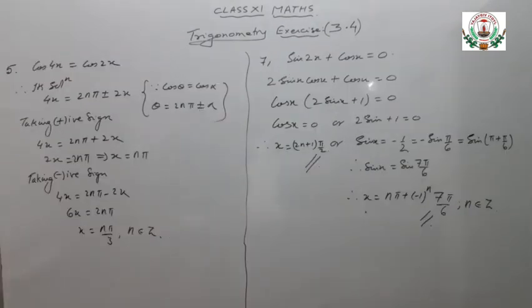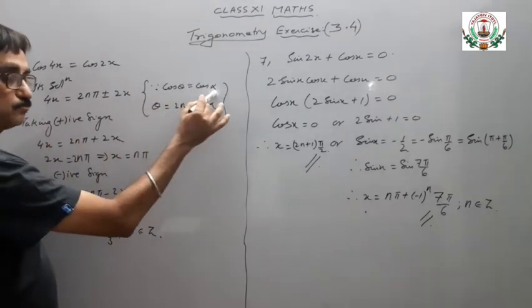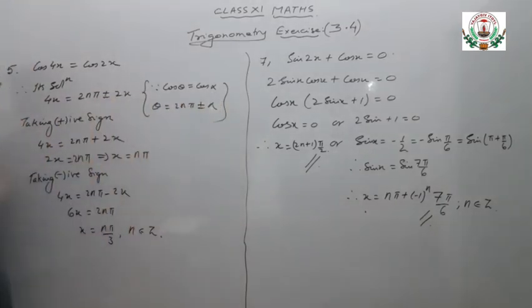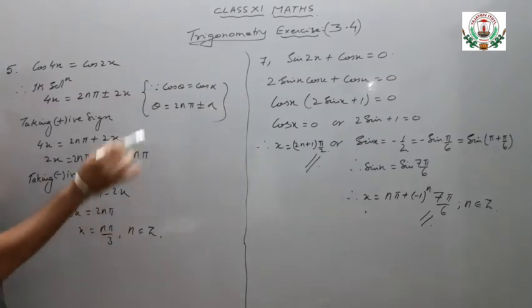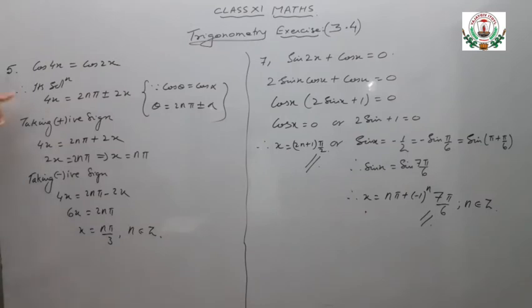Now let's come to question number 5. In question number 5 it is asked, find the general solutions of the following equations. Cos 4x equals cos 2x. As we know, if cos theta equals cos alpha, in such a type of trigonometrical equation our solution is theta equals 2n pi plus minus alpha. So this is theta, and this is alpha: 4x equals 2n pi plus minus 2x.